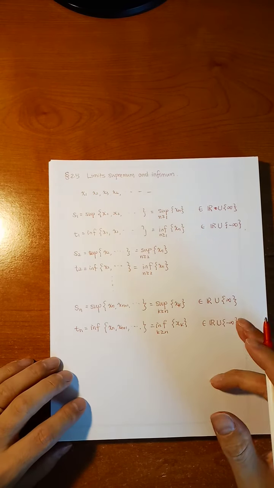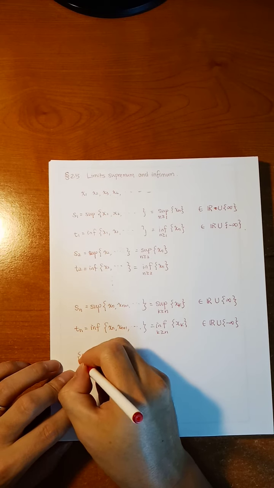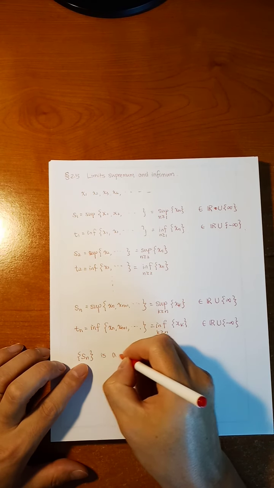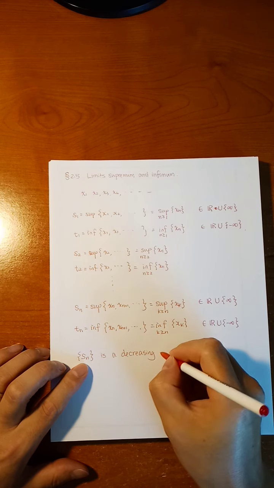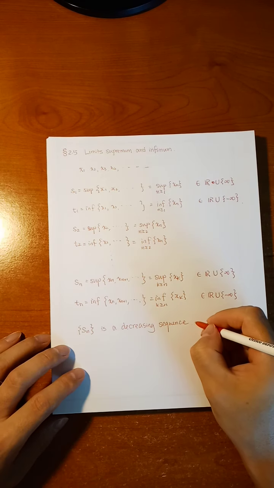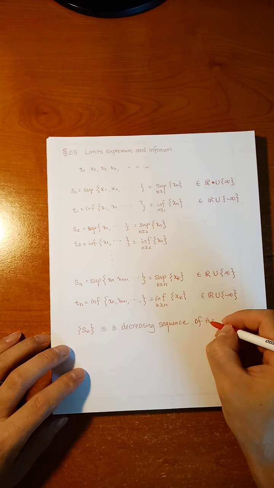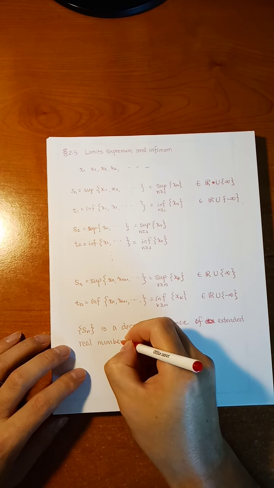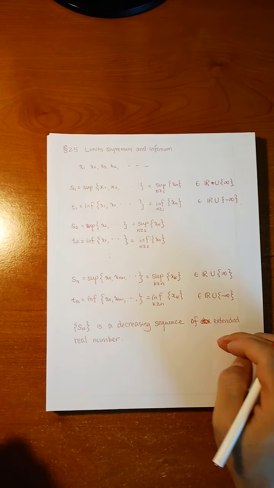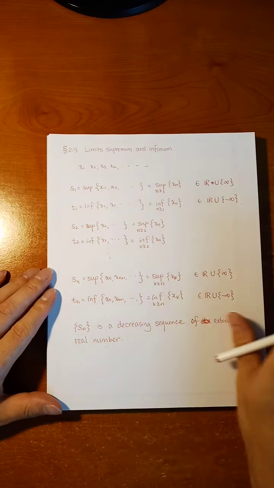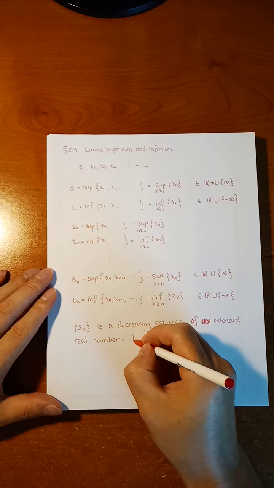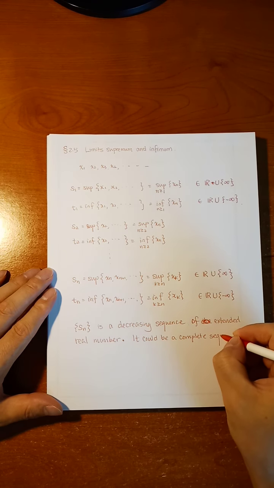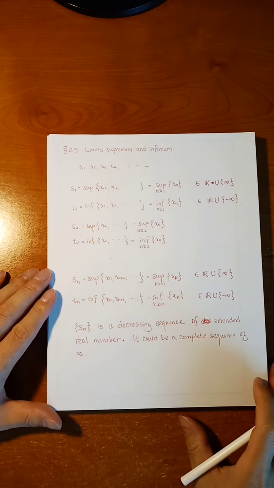Okay, and from this construction, we can see that if you consider fewer elements, of course, the supremum will not increase. So this Sn is a decreasing sequence in the extended real numbers. Maybe you have infinity, infinity, infinity, all infinity in this sequence. It could be a complete sequence of infinity. That's possible.